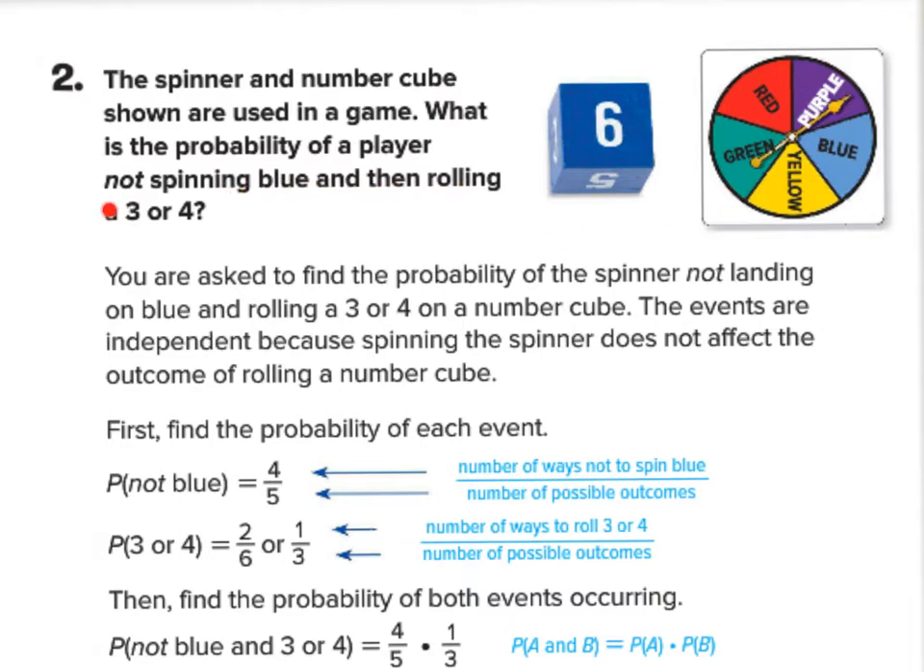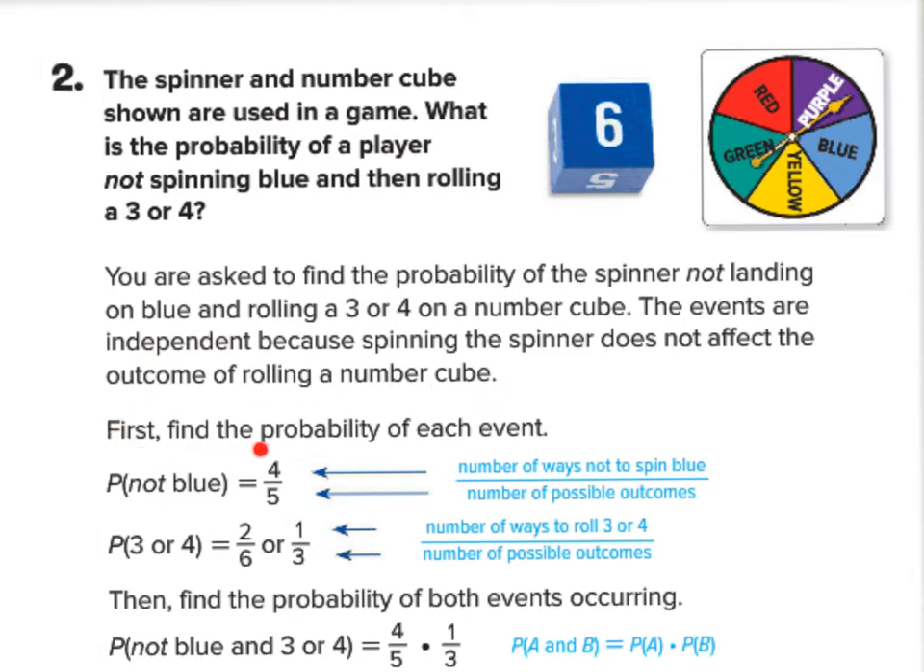And then rolling a 3 or a 4. Okay, so a 3 or a 4. You are asked to find the probability of the spinner not landing on blue and rolling a 3 or a 4 on a number cube. The events are independent because spinning the spinner does not affect the outcome of rolling a number cube.